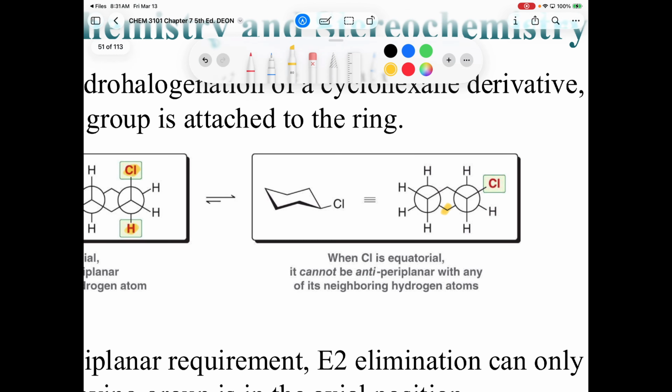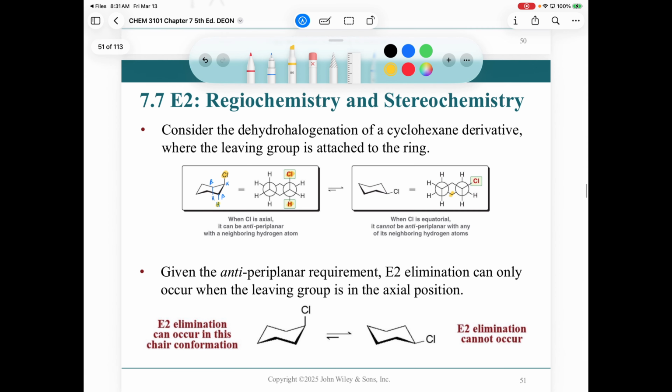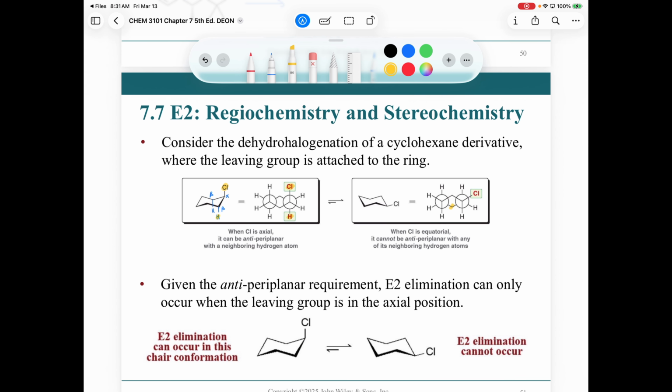So listen to me very carefully. The only way an elimination reaction can occur is for the leaving group to be axial and the hydrogen, the beta proton, to be axial. But they have to be opposite. One has to be axial and up, and the other one has to be axial and down. It's the only way the requirement can be met.